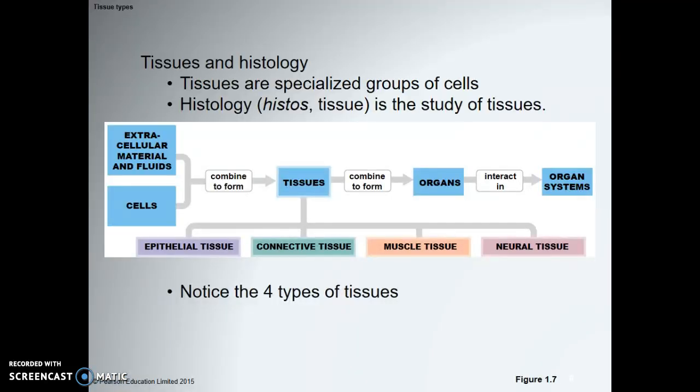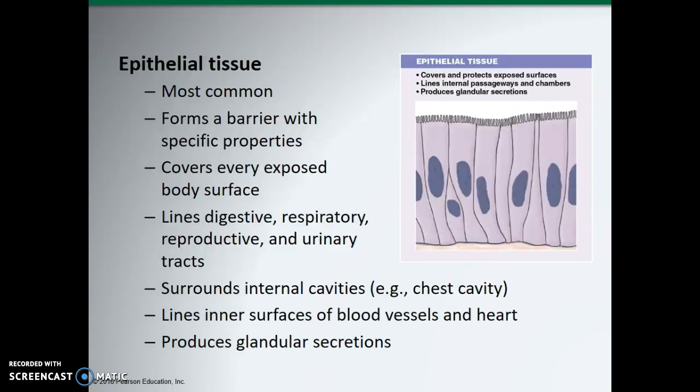Tissues are specialized groups of cells that perform a specific function. There are 4 different tissues in animals: epithelial, connective, muscle, and neural. Epithelial tissues are very common. All of those tissues that line cavities or cover surfaces, those are all epithelial tissues. They form barriers. They line the digestive tract, the respiratory tract. They produce glandular secretions.